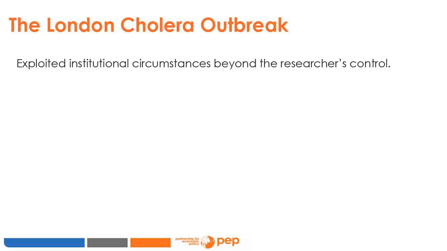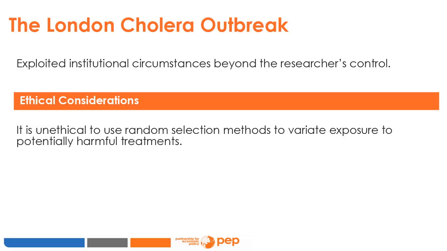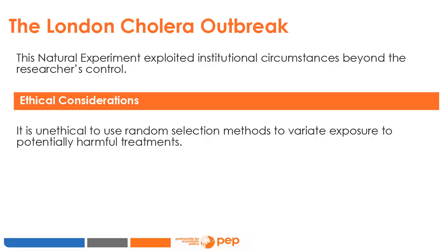Randomizing water sources in London would have been prohibitively expensive, but, more importantly, it poses intrinsic ethical constraints. It is unethical to use random selection methods to vary exposure to potentially harmful treatments. When an impact evaluation deliberately assigns subjects to treatment and comparison groups, the researcher has the responsibility to minimize any potential risks and to ensure that those who participate in the evaluation are doing so through informed consent.